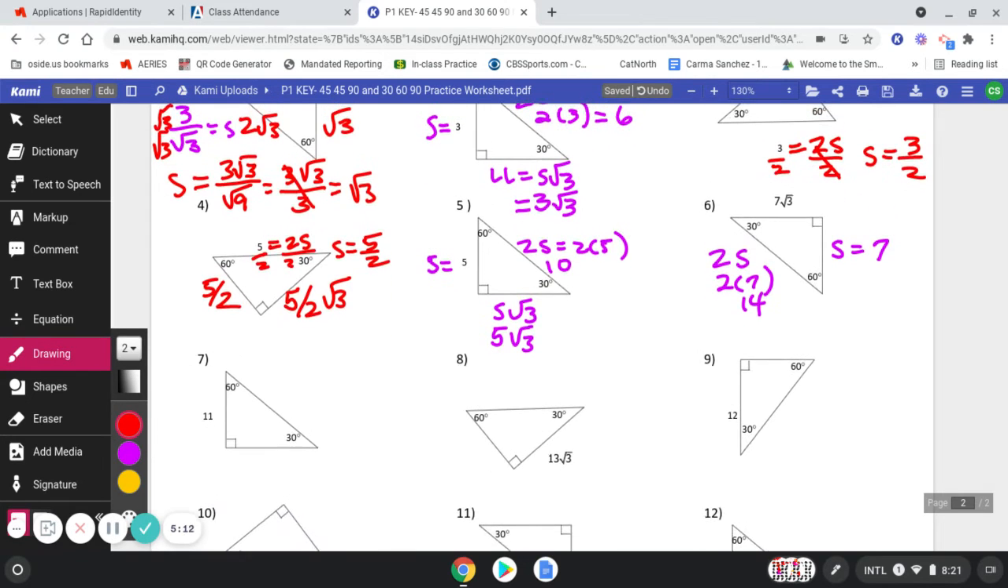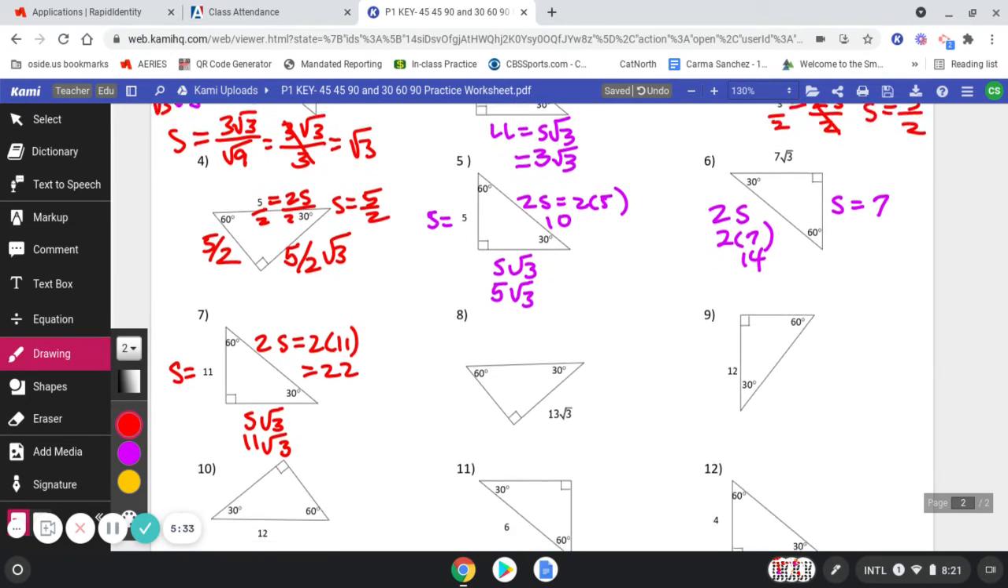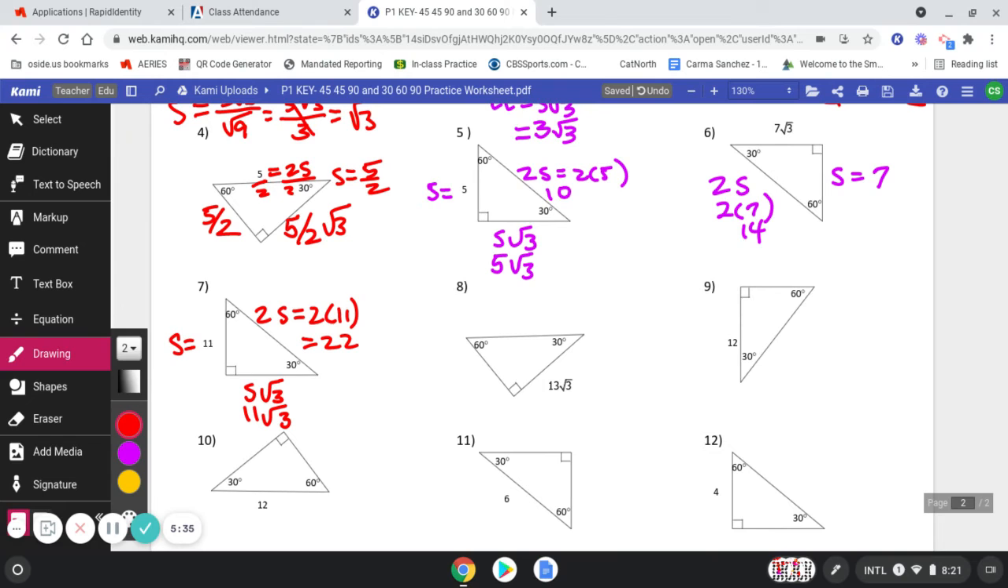Okay, going down to number 7. Oh, it's a nice basic one. My side length is equal to 11 on the short leg. And so my hypotenuse is double that short leg, or 22. And then my long leg is just short leg root 3, or 11 root 3. How'd you do? Remember to keep pausing the video and trying these and then checking your answer.